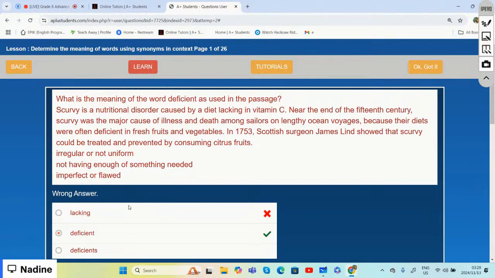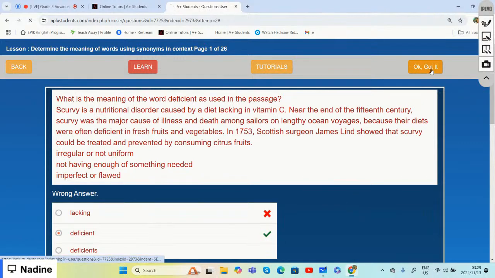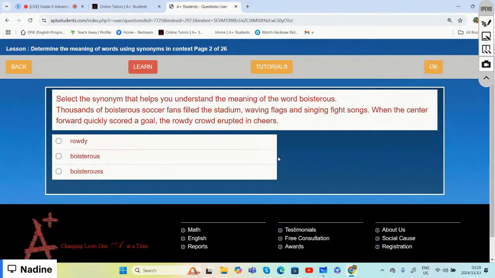So basically deficient is deficient. I thought that they were going to give us a different word. So deficient is deficient. Let's start there. But another word for deficient is also lacking, because it's not having enough of something needed. All right, deficient is deficient. Let's stick to that.